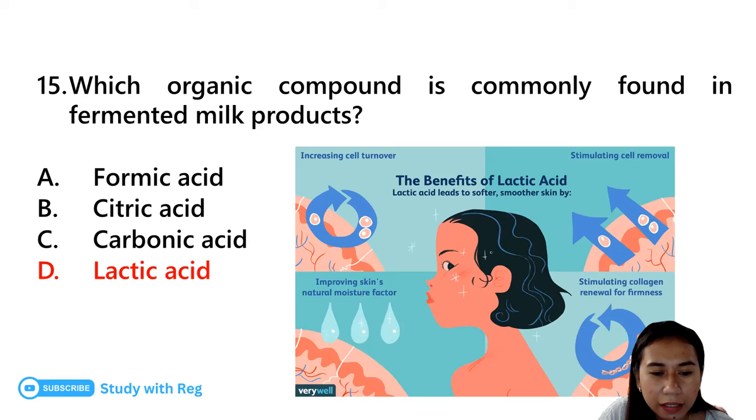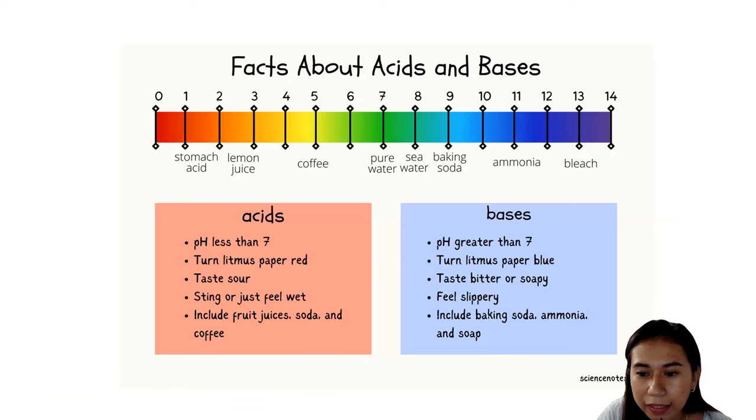All right, sige. Next, facts about acids and bases. Hindi ito mawawala, no, ang acids and bases. Yung pH, power of hydrogen. Acid, pag sinabi natin acid, less than 7, and it turns litmus paper red. Acid red. Sounds like acid rain. Di ba? Kapag red yung color ng litmus paper, ibig sabihin, acid yung solution natin. And mostly it tastes sour, sting, or just feel wet. Include fruit juices, soda, coffee, yung mga soft drinks, mga acids.